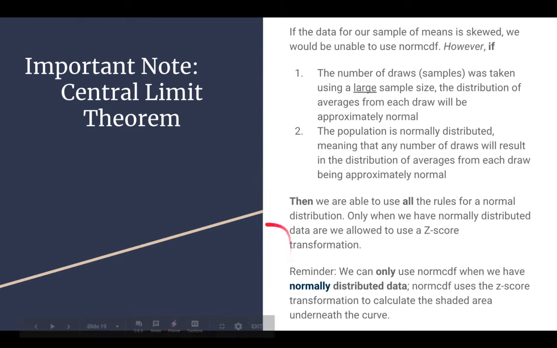However, this is the important note. If the number of draws or samples was taken using a large sample size, the distribution of averages from each draw will be approximately normal. Or, if the population is normally distributed, any number of draws will result in the distribution of averages from each draw being approximately normal. So then we are able to use all of the rules for the normal distribution. Only when we have normally distributed data are we allowed to use a z-score transformation. And remember that the z-score transformation is done in the background of the norm CDF in your calculator.